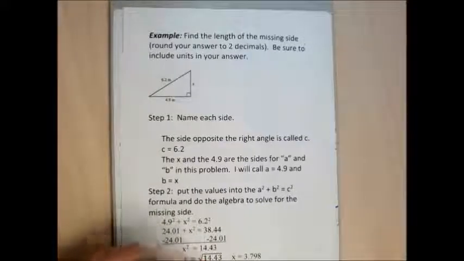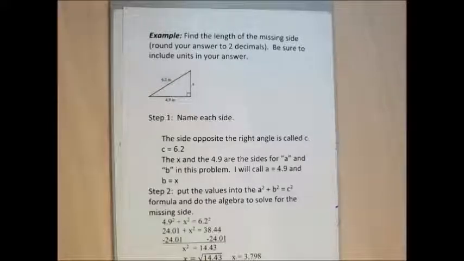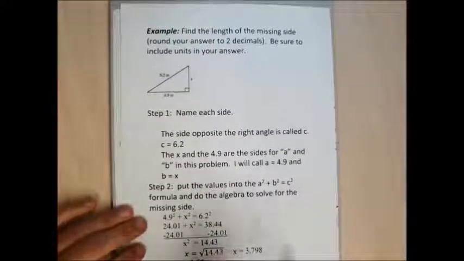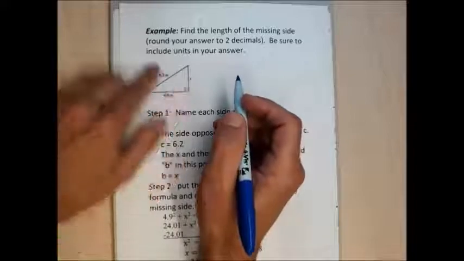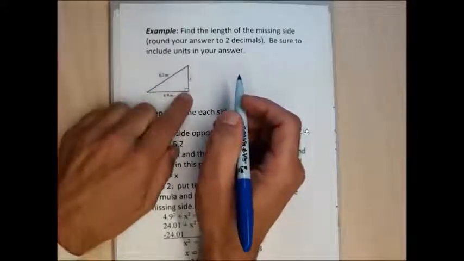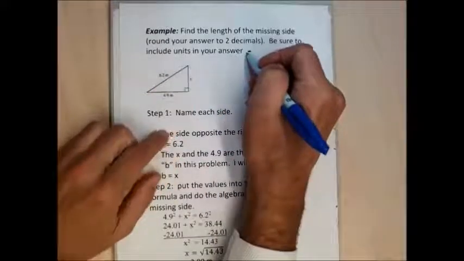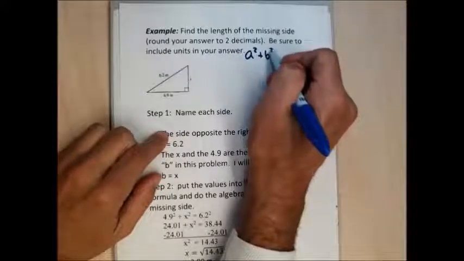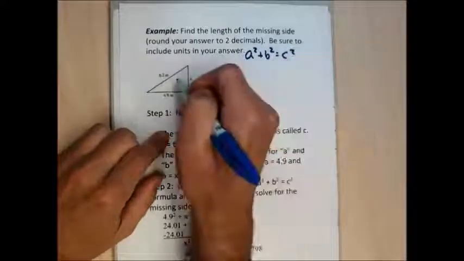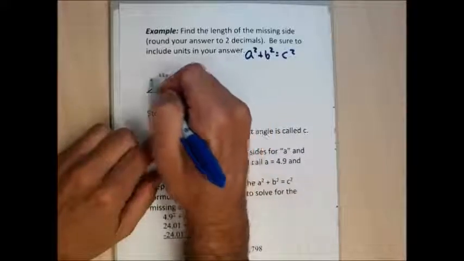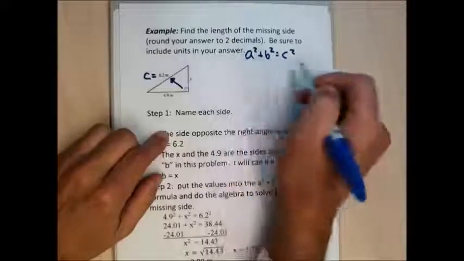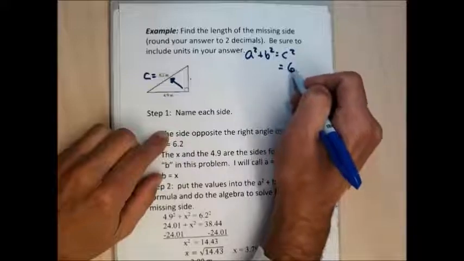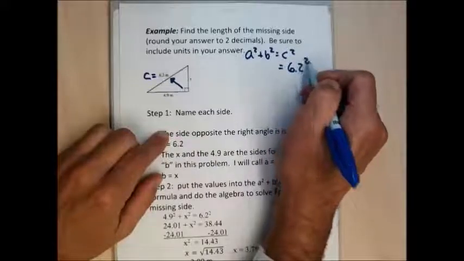Here's another example. Let's find the length of the missing side. It's already worked out for you, but I'll work it out again. So to find the length of the missing side, I have a right triangle, so the Pythagorean Theorem of a squared plus b squared equals c squared holds just fine. The c is the side opposite the right angle, so in for c, I'm going to plug 6.2. I'm going to leave the squared there.